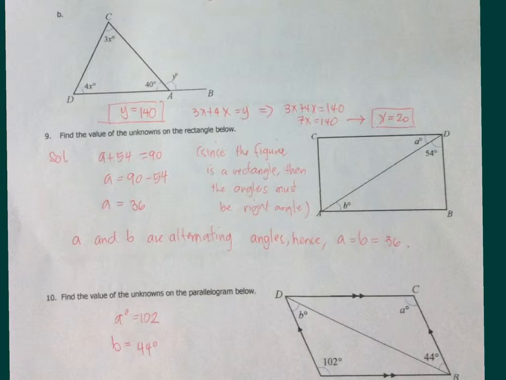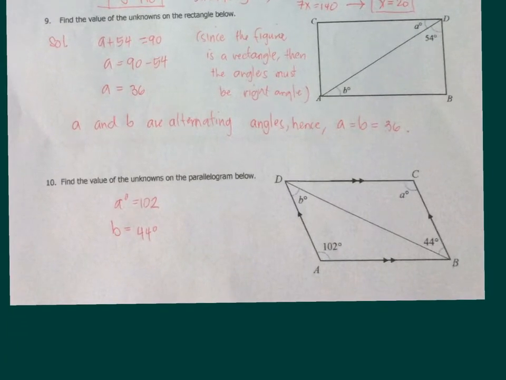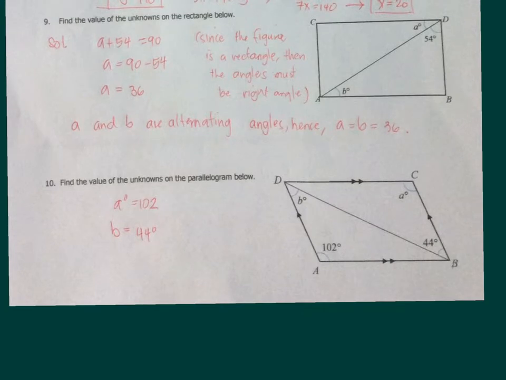Okay. In number 10, we wish to find the value of the unknowns on the parallelogram below. Again, the key is knowing the characteristics of a parallelogram. We try to look at alternate interior angles. We try to look at opposite angles in a given parallelogram. A special characteristic of a parallelogram is that the opposite angles are the same.